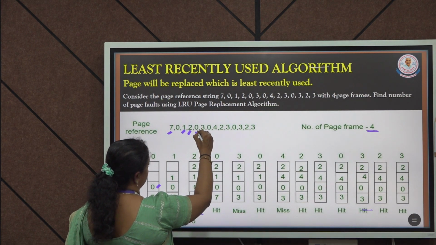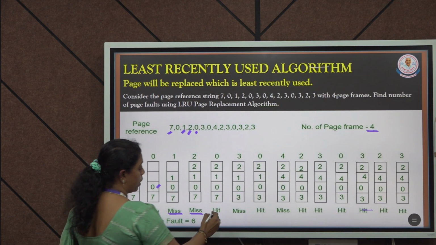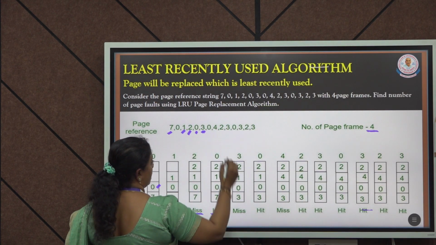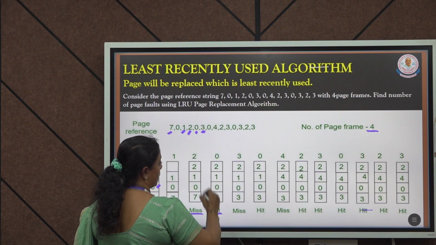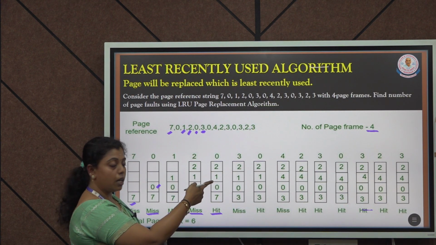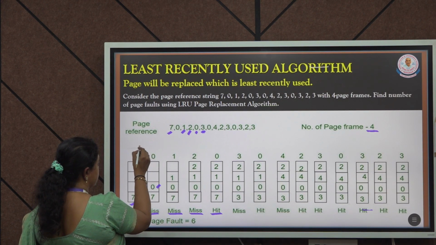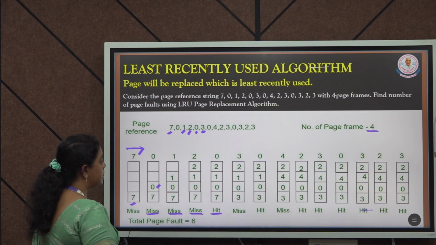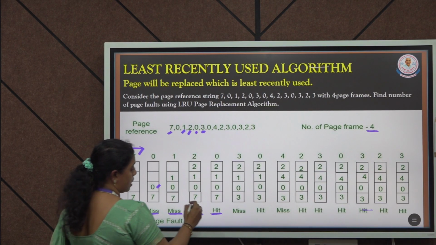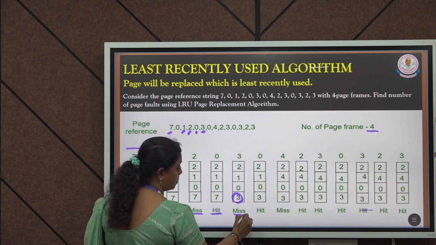Next one is 0. So 0 is already present in this frame, so no need to replace any page, so it is considered a page hit. So the next string is 3. See here, 3 is not present in the frame, so we are going to replace the string that is least recently used. We can see from this side which is least recently used. So 7 is least recently used. So instead of 7, I am going to fix 3. So it is considered a page fault.